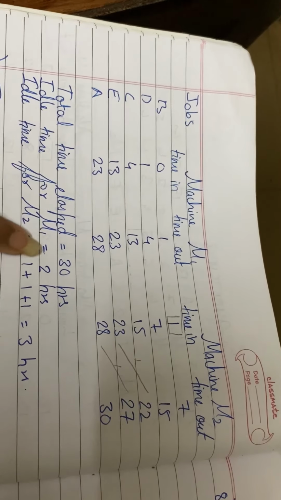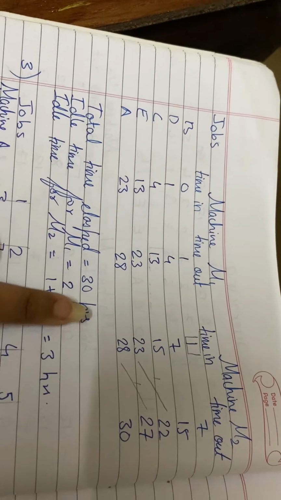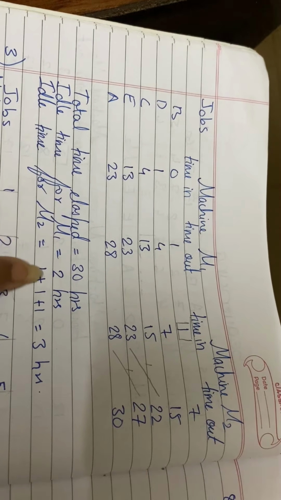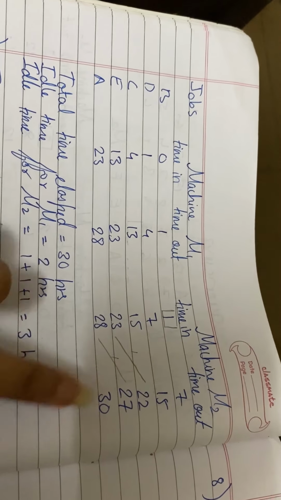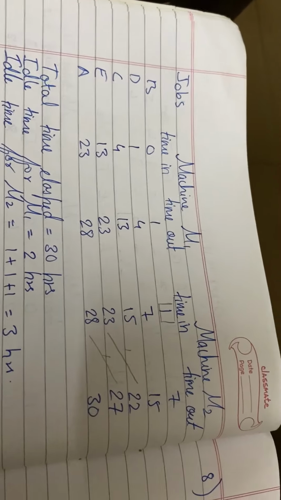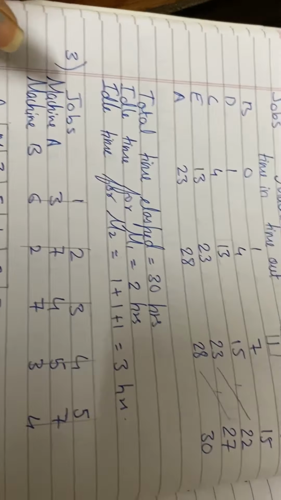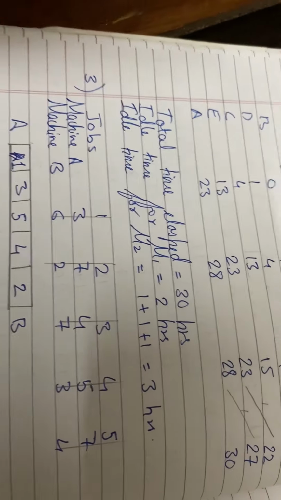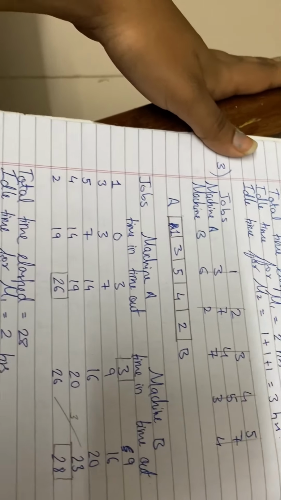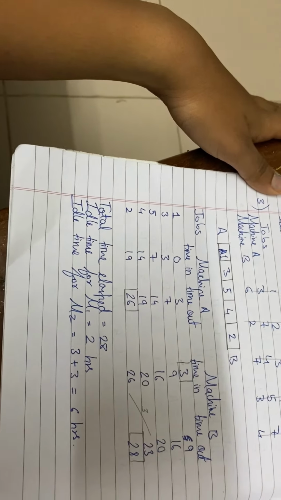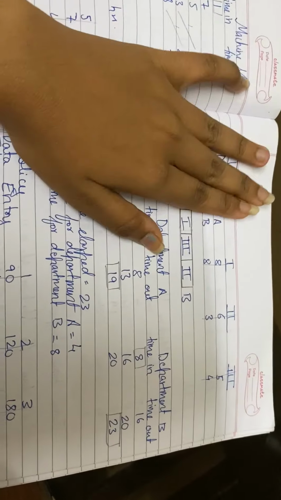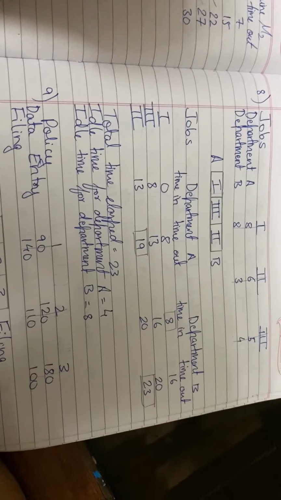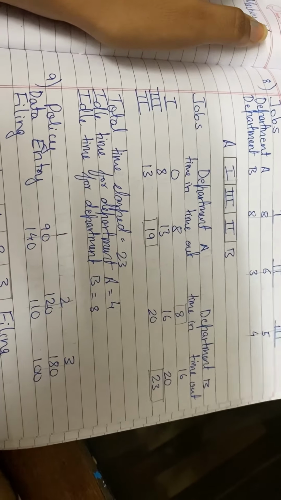Then the idle time we found by subtracting, so we got 2. For M2 we found 1 and 1, so we got 3. Yeah, easy. Just look at the question and write it on your own. It's very easy. This is just the units, as you can see, just the units. Don't take it like something difficult or anything.